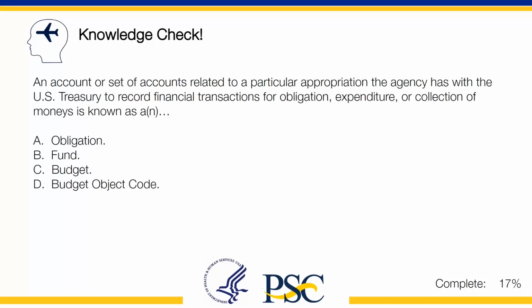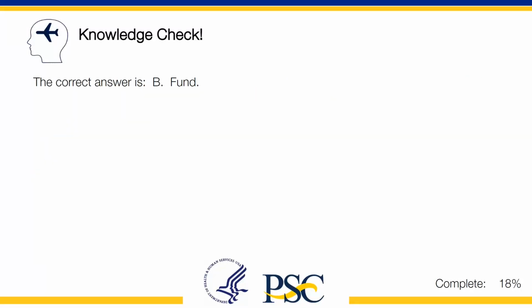Appropriation. An account or set of accounts related to a particular appropriation the agency has with the U.S. Treasury, to record financial transactions for obligation, expenditure, or collection of monies, is known as an A. Obligation. B. Fund. C. Budget. D. Budget object code. Pause this video, consider your response, and then resume to learn the correct answer. The correct answer is B.